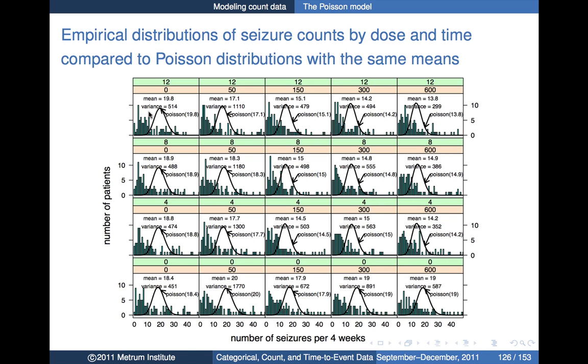I've also overlaid on here the variance of the number of counts across the individuals for each one of these panels. One thing you'll see immediately is that the variances in general are not only larger than the mean count, but substantially larger than the mean.